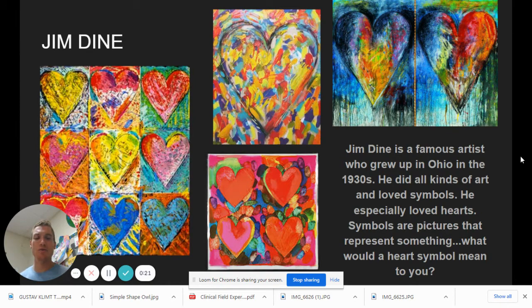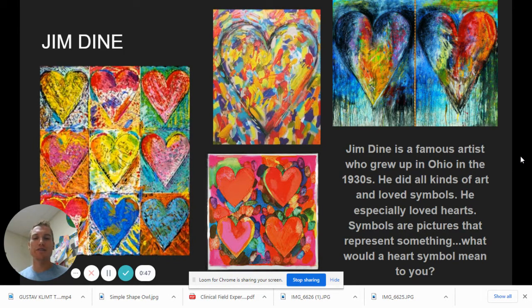Jim Dine is a famous artist who grew up in Ohio, which is very close to Michigan here, just south of Michigan. He did all kinds of art and loved symbols. Symbols represent something else. He especially loved hearts. They were his favorite symbols. Symbols are pictures that represent something. What would a heart symbol mean to you? Perhaps love, friendship, kindness, respect, persevering through tough times.